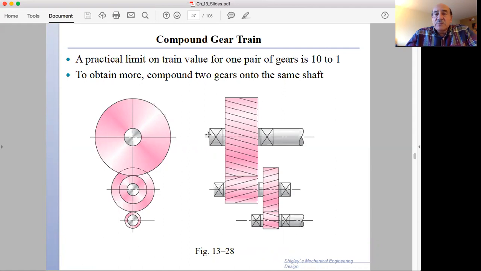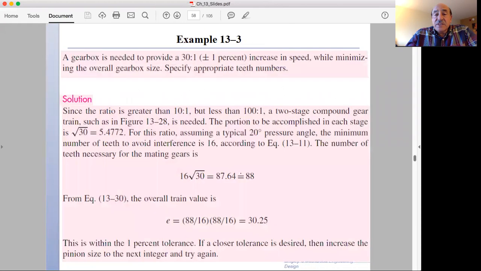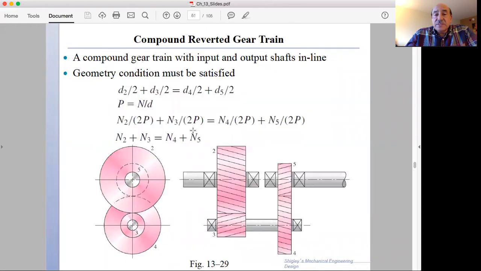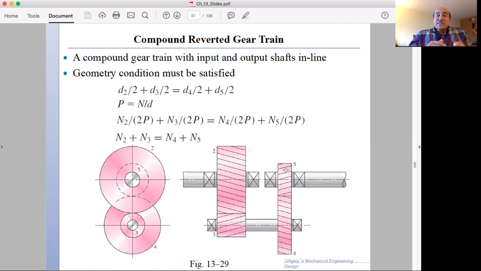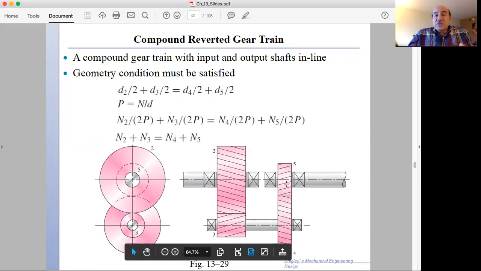And we could have a general relationship between the input axis and the output axis, or we could have some constraint. For example, if we have a compound reverted gear train, then the input axis must be in line with the output axis, and that puts a constraint on the problem that the diameter here, D2 plus D3, should be the same as D4 plus D5. Since the pitch is always chosen to be the same for all 4 gears, and the pitch is the number of teeth divided by the diameter, when you work that out, you find that the constraint is the number of teeth for gear 2 plus 3 should be equal to the number of teeth for gear 4 plus 5.